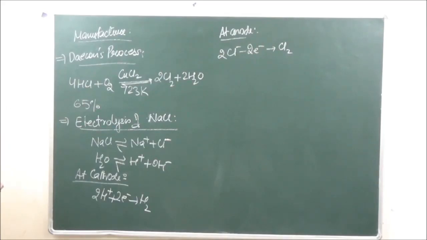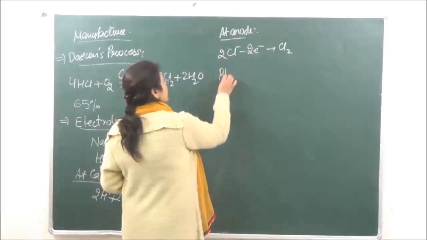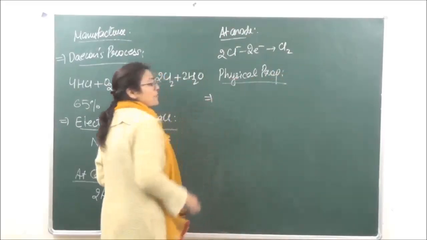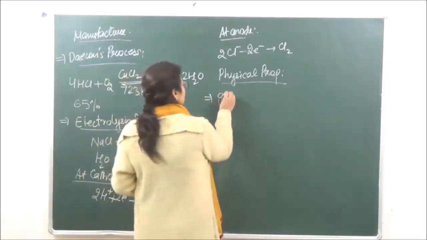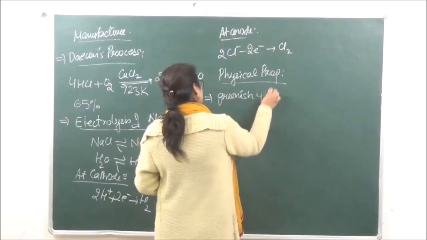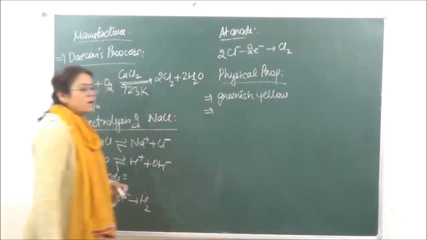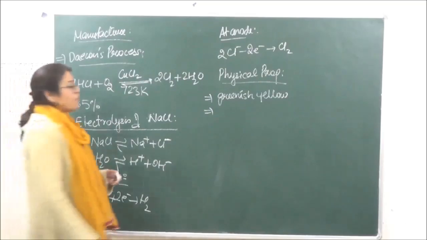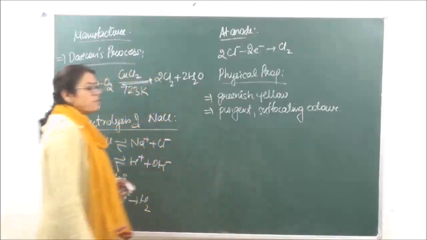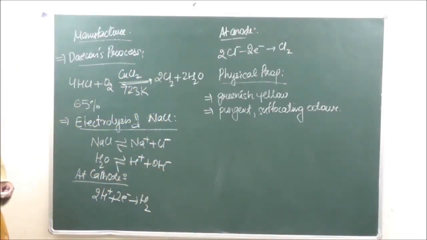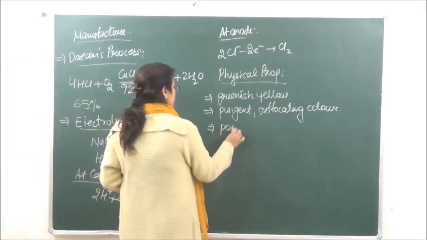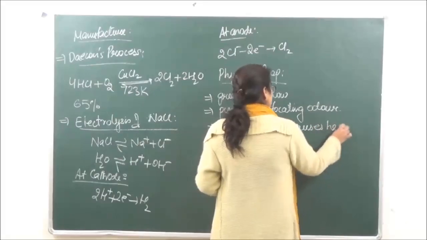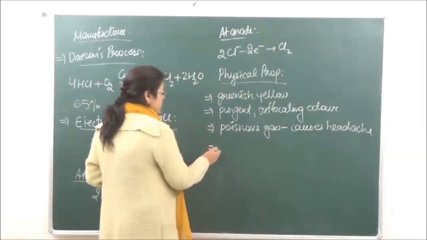Right? Now when we look at the properties of chlorine, let's first see the physical properties. Number one, we've already studied that it is a greenish yellow gas. Number two, it has a strong pungent suffocating odor. Number three, it is a poisonous gas and causes headache.